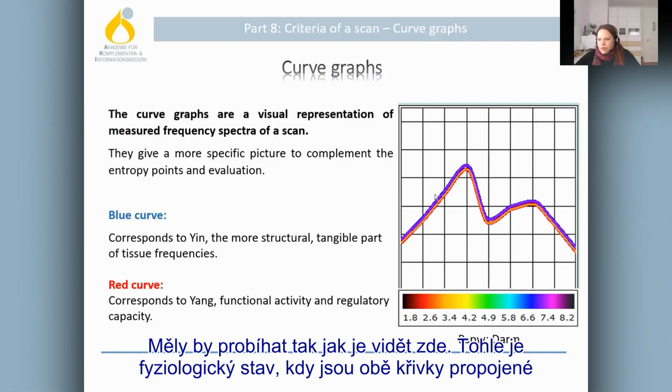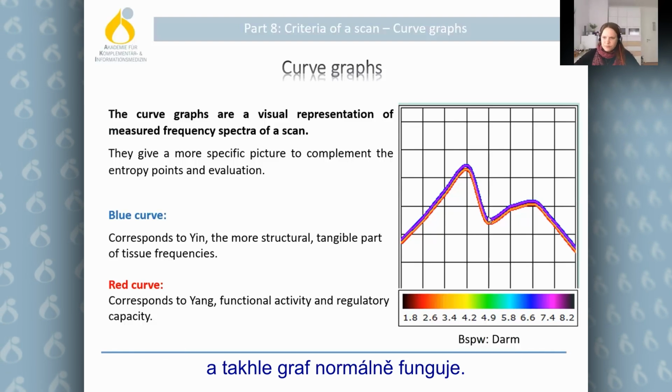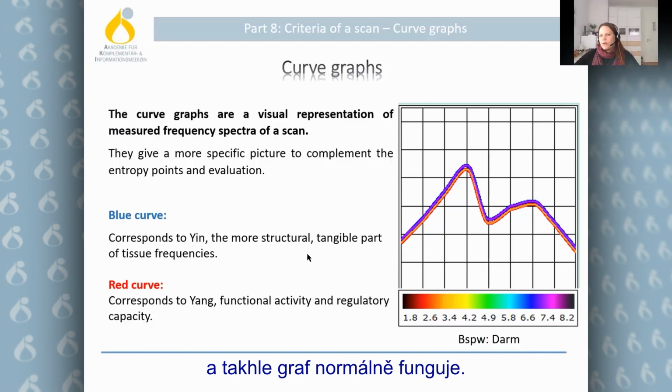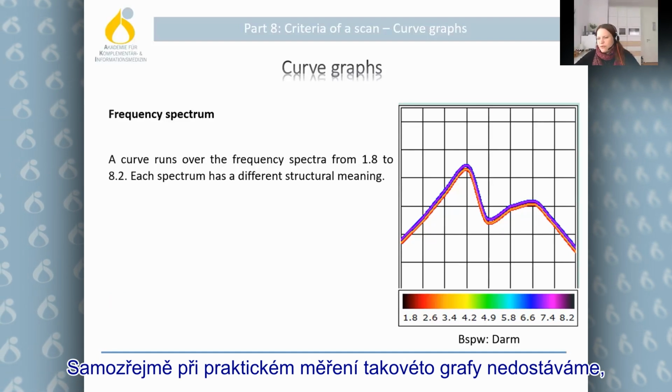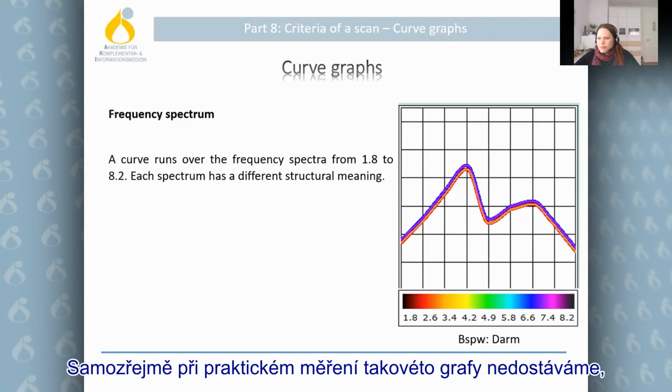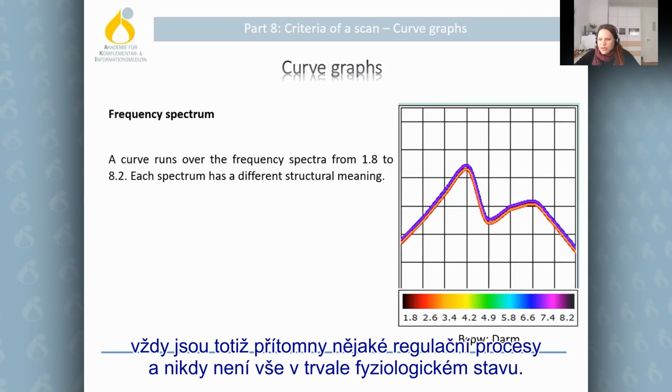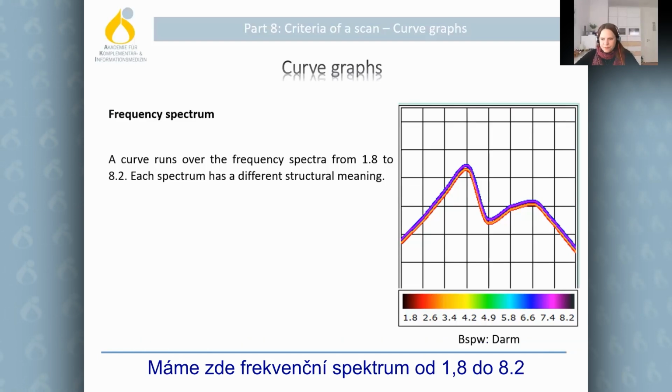They should run like this. This would be a physiological graph connected to each other. So this is how a graph normally works. Of course, we don't have a graph like this when we measure scan pictures, because we always have a regulating process, and it's never in the static physiological aspect.